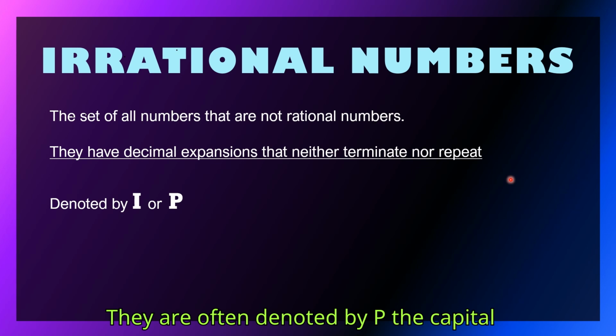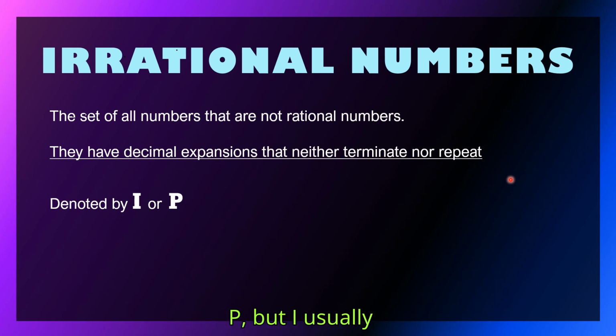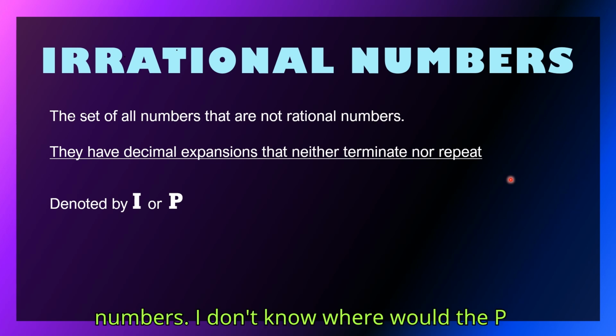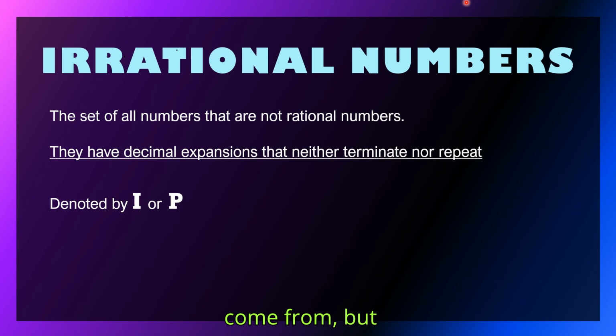They are often denoted by the capital P, but I usually use I just for simplicity, and I would represent the irrational numbers. I don't know where the P would come from, but some people use the capital P.